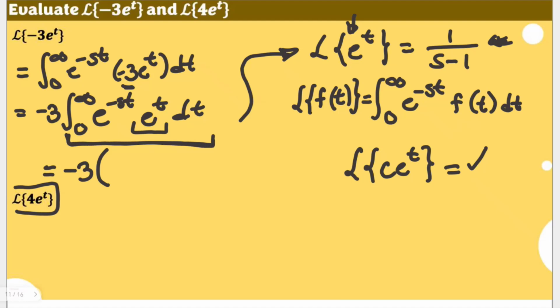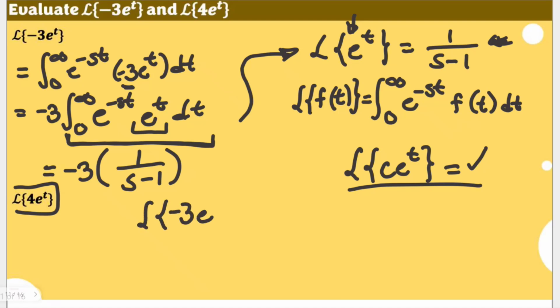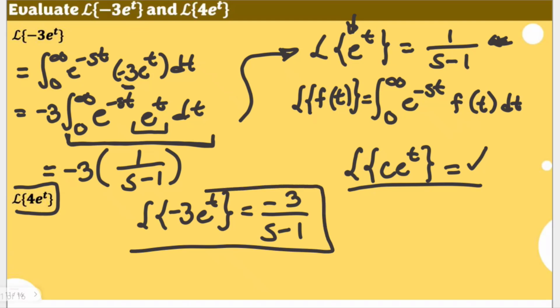By the way, what happened here was that we combined expressions with the same base, so we add the exponents, and all the rest is already part of the previous video. Please look into that video, so this video will not be too long, because we would like to generalize this form later. This is just negative 3 times 1 over s minus 1. In short, the Laplace transform of negative 3 e to the power of t is just equal to negative 3 over s minus 1. Take note of that here.